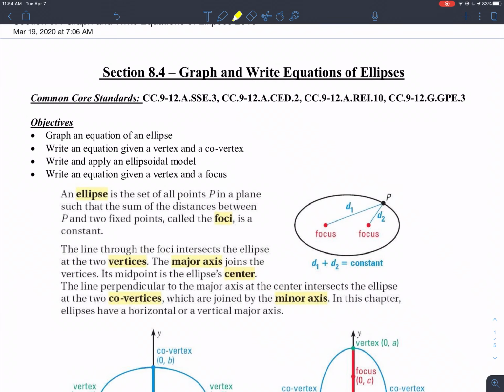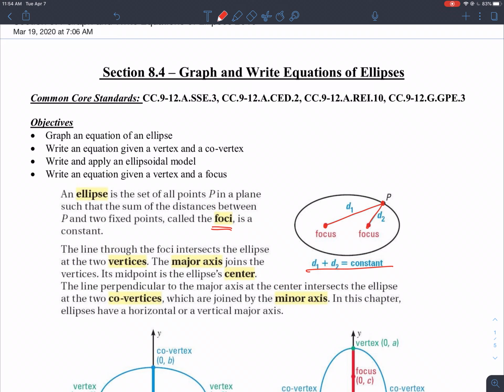Hi guys, so let's look at section 8.4. I'm going to make a separate video for you about this to show you the definition, but just suffice it to say that basically the foci, or the two focuses, are the two points that form an ellipse, and the way they form an ellipse is that every point on the ellipse is d1 plus d2 equals a constant away from the foci.